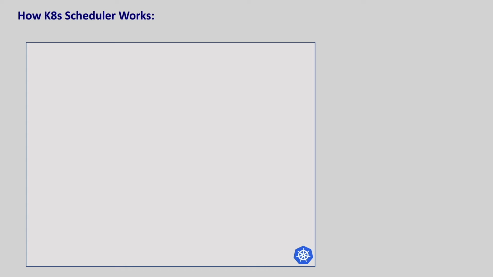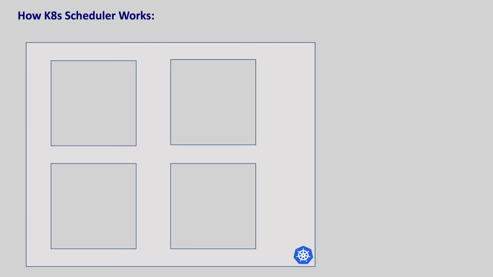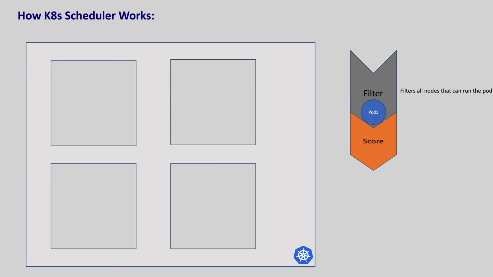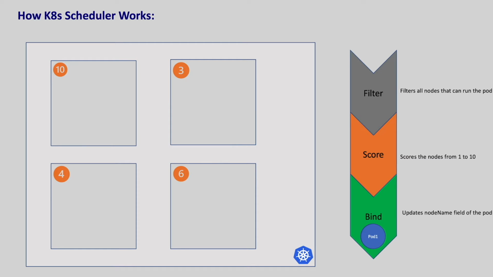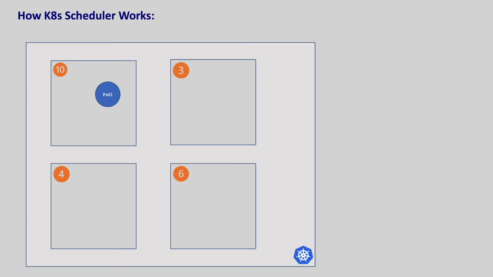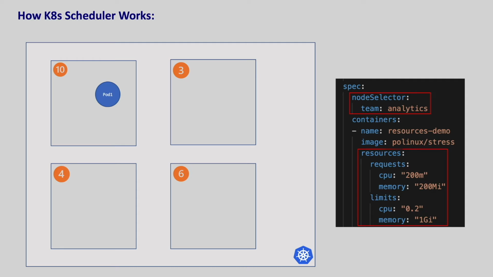In real time, we will have so many nodes in the Kubernetes cluster, and when we create a pod, Kubernetes scheduler filters the nodes that can run this pod, and then it runs a set of functions to score the feasible nodes from 1 to 10. And finally, it picks the node with the highest score among the scored ones and updates the node name onto the pod. Kubernetes scheduler considers our pod resource requirements and other customizations defined by us while scheduling the pod.